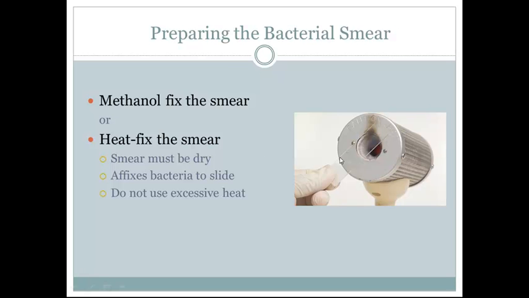We can either heat fix by holding it up to an incinerator, which is a little bit more dangerous as the slide can heat up and sometimes burn the finger if you get too hot or you leave it there too long. So a lot of times we'll use hot plates to heat fix the bacteria to the slide. It is important not to leave your slide on the hot plate or close to the incinerator, as you will damage the bacteria.